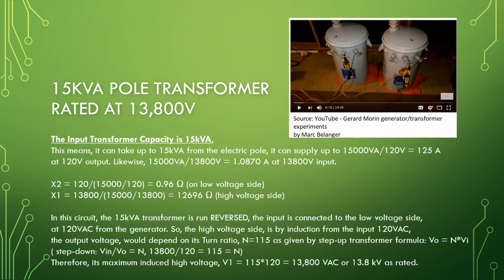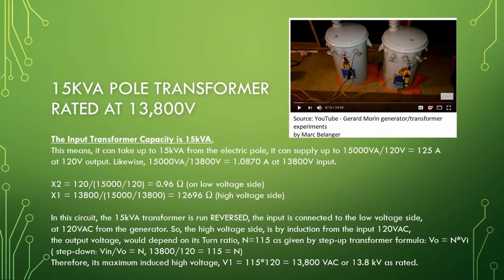X2 equals 120 divided by (15,000 divided by 120), equal to 0.96 ohm on the low voltage side. X1 equals 13,800 divided by (15,000 divided by 13,800), equal to 12,696 ohm on the high voltage side.